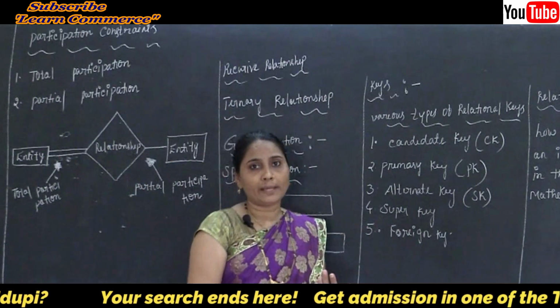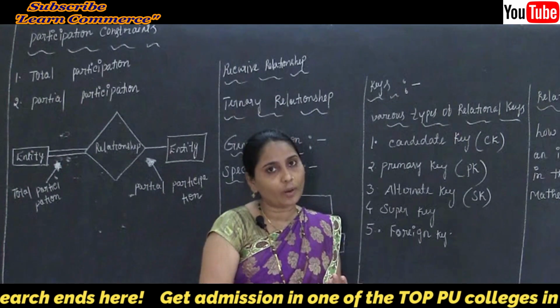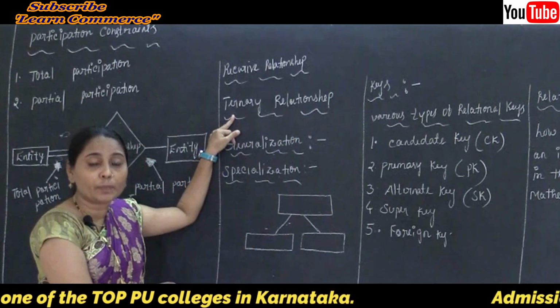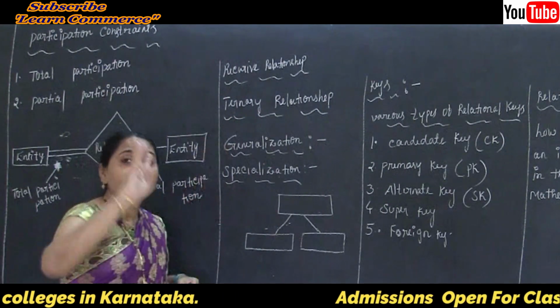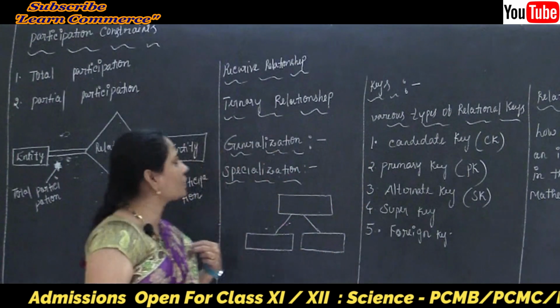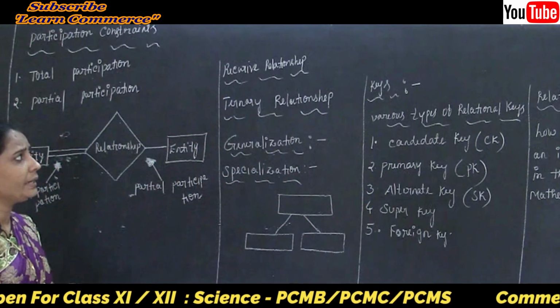Lastly, our ternary relationship. What do you mean by binary? That means the relation between two entities. So the meaning of ternary is that the relationship exists between three entities, that is, between three tables. It is called the ternary relationship.